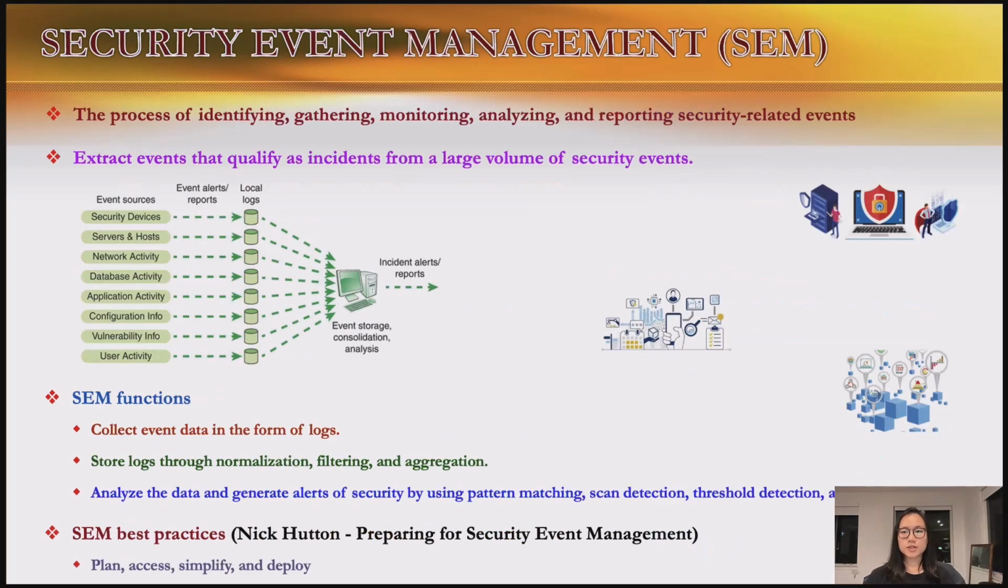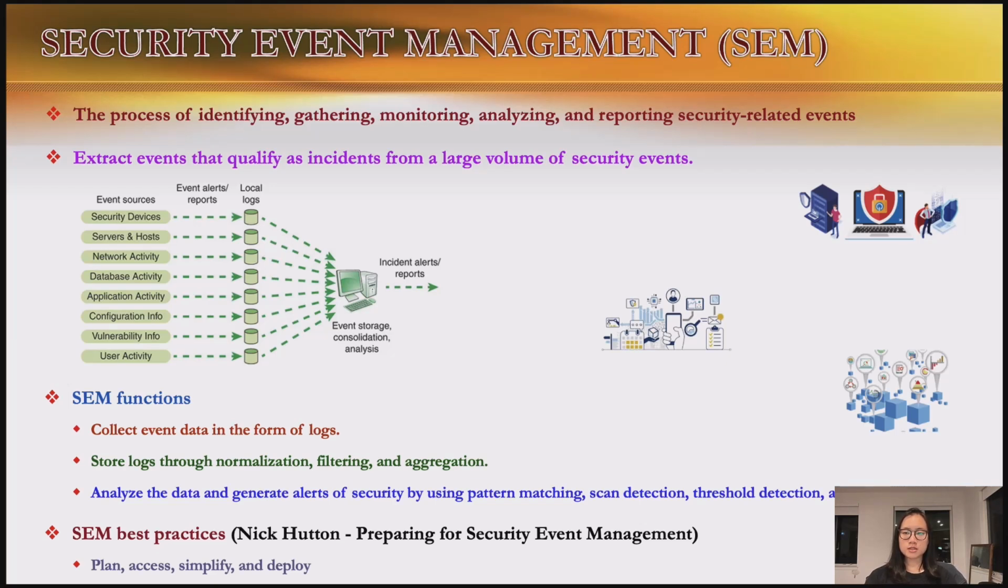Security event management is the process of identifying, gathering, monitoring, analyzing, and reporting security-related events. The objective is to extract events that qualify as incidents from a large volume of security events. Security event management takes data input from all devices, nodes, and other similar applications such as log management software. Then, as shown in the figure on the slide, the collected event data is analyzed to trace out threat, vulnerability, or risk. There are three main functions in security event management.